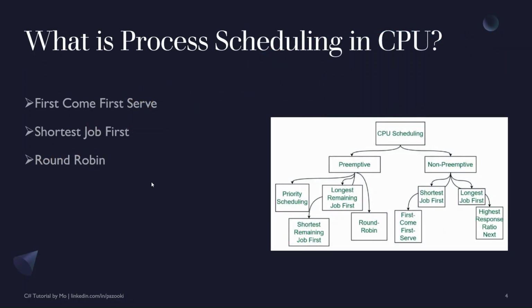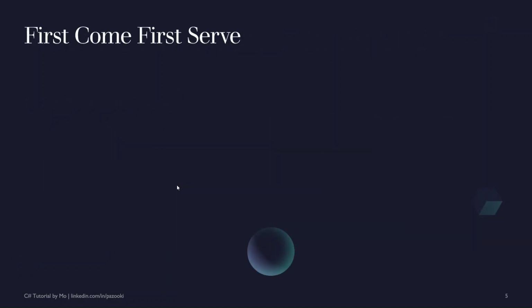Now let's explore how the CPU schedules each process. There are various algorithms for this purpose, but in this video we will discuss the following: first come, first serve, shortest job first, and round robin. Let's discuss the first come, first serve algorithm.